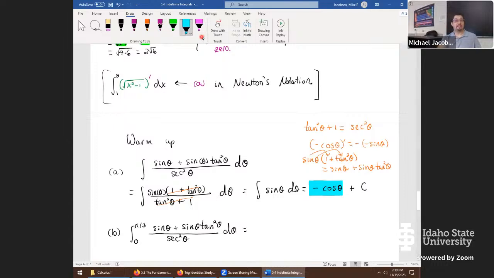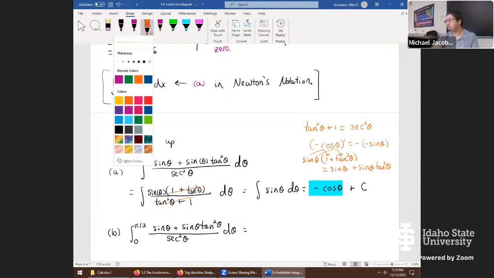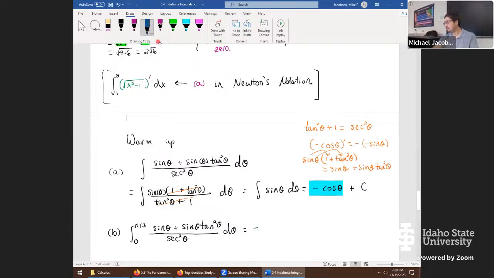And we take the simplest one, negative cosine theta. So these integrals, in a certain sense, are really related. That's why we're using the same symbol, one with limits of integration, one without. We can come down here and put in negative cosine theta, and we'll evaluate it from 0 to pi over 3.